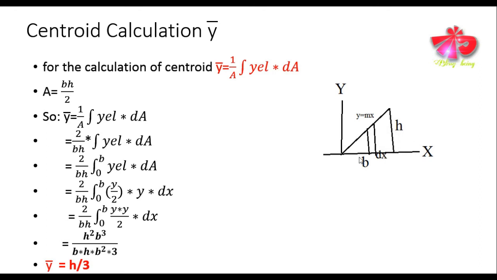So the centroid y bar will be h by 3, and x bar will be 2b by 3, since we are moving from the apex. From the perpendicular direction we obtain y bar equals h by 3.